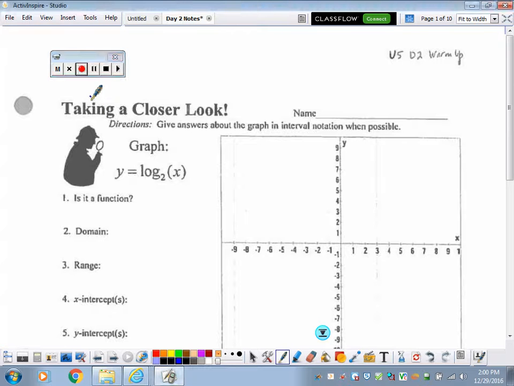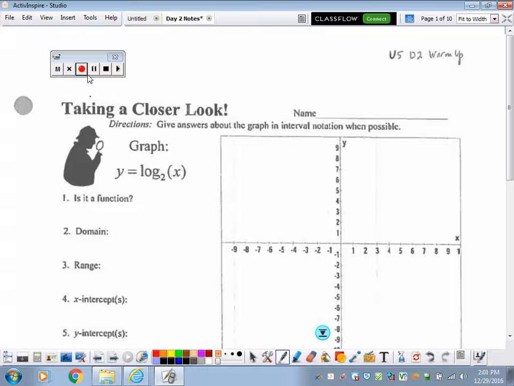Okay, this is going to be our day 2 notes. We're going to start out with a warm-up, very similar to what we did. We'll review what we did last class on day 1. We're going to graph the function y is equal to log base 2 of x.